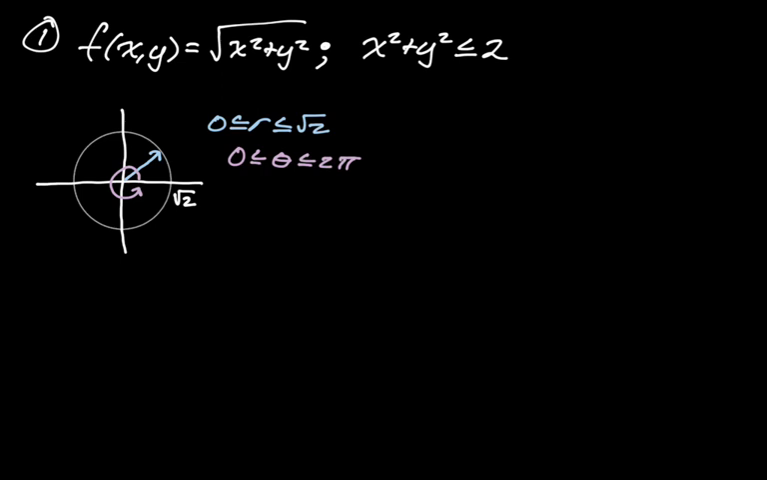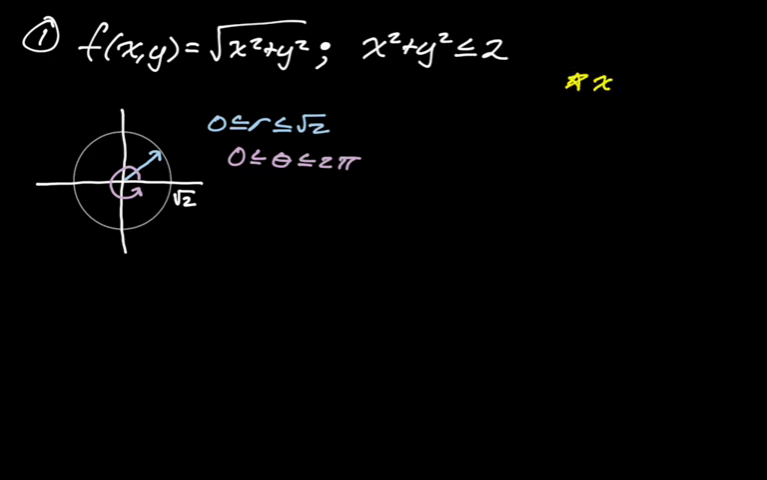I also am going to need to change my integrand, so the function that I'm going to integrate, from rectangular into polar. So x is r cosine theta and y is r sine theta. I'm going to end up with a function of r and theta. Well, maybe, but I could end up with a function of r and theta.